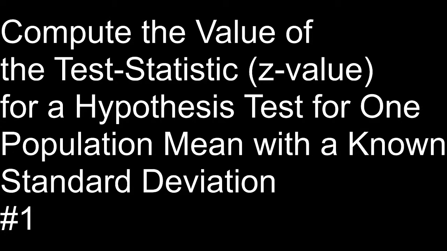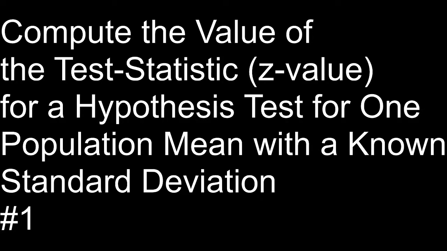This video is on the objective: compute the value of the test statistic, which in this particular case will be a z-score or a z-value, for a hypothesis test for one population mean with a known standard deviation. That means sigma, the population standard deviation, is known, and we're trying to do a test about the population mean.